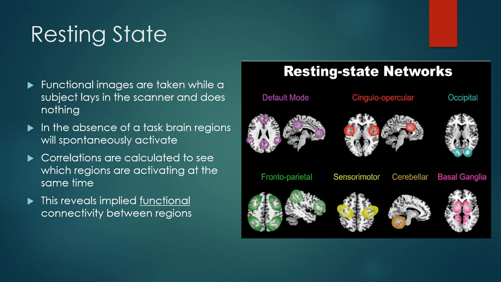And then they look back at that activity and try to see what regions are going up and down together. So just normal fluctuation, because when we're not doing anything, our neurons are still firing in synchronous rhythms like we saw with EEG. And so they're seeing which regions are synchronized with each other. And they've come across these networks that are functionally connected.